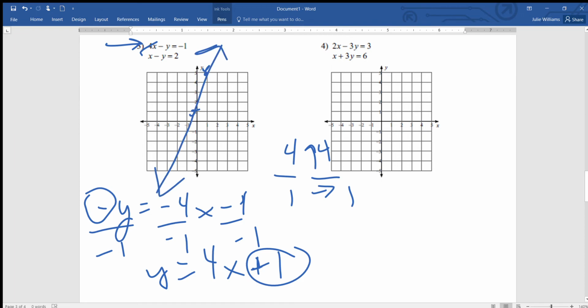Now if we look at the next equation of the system, it is x minus y is equal to 2. Again, we have to get y by itself, so I'm going to subtract the x on both sides, which leads me to -y equals -x plus 2.